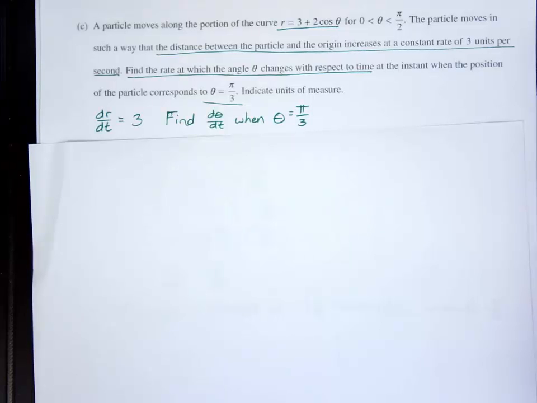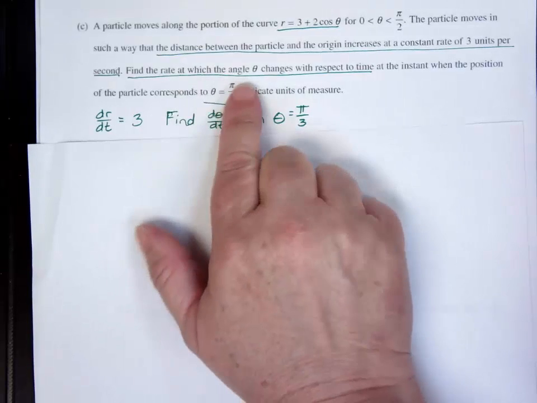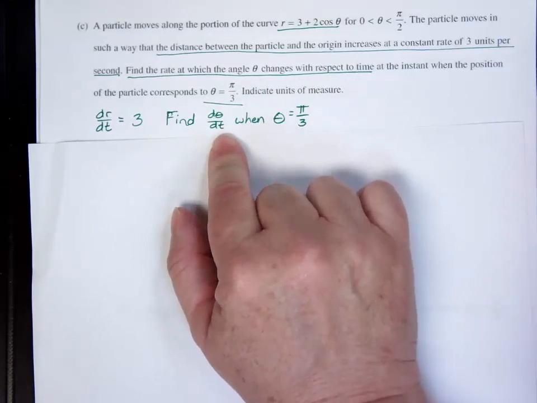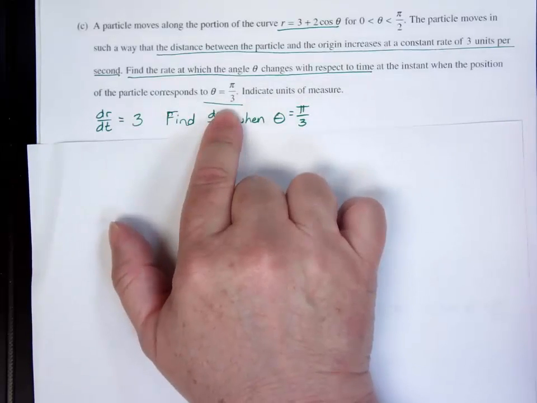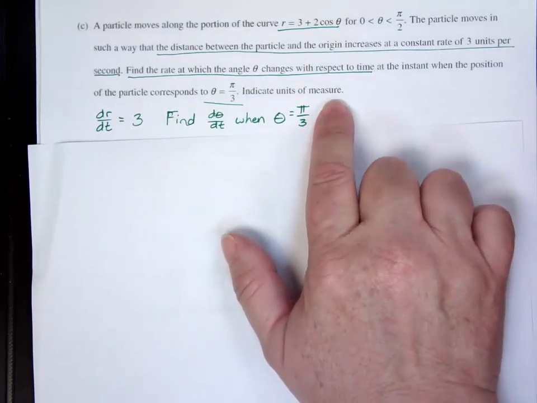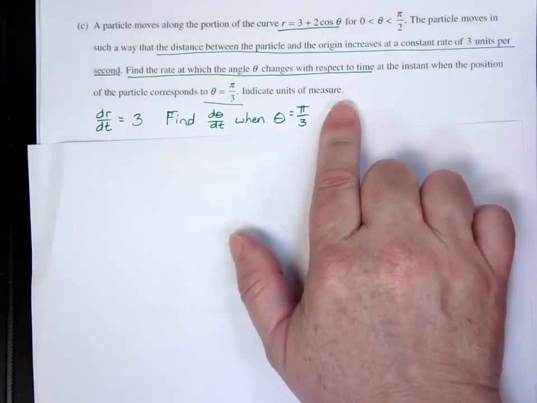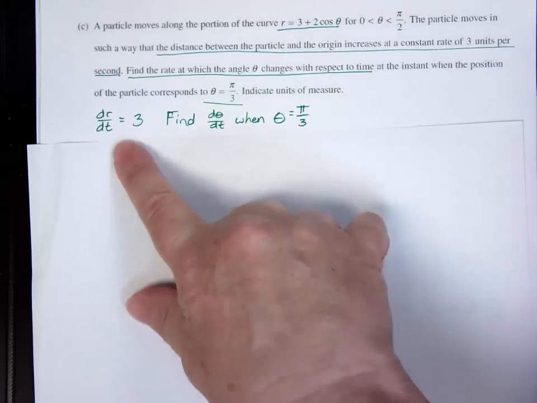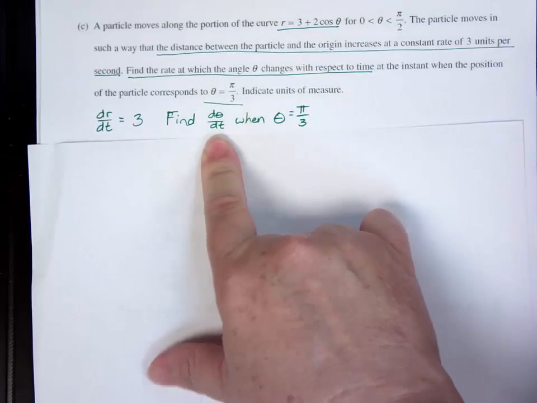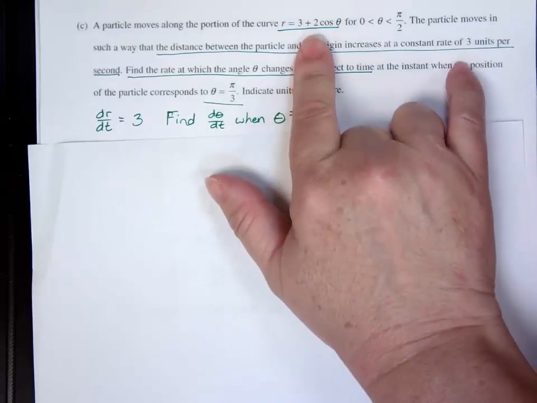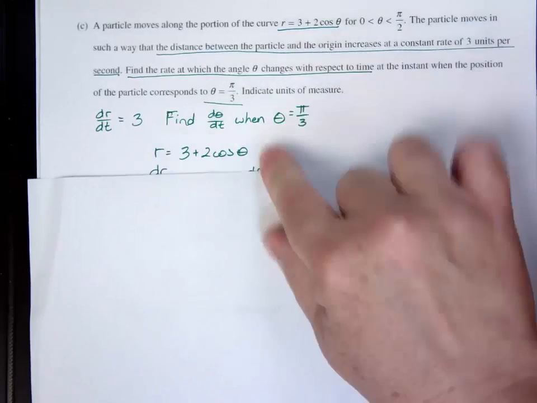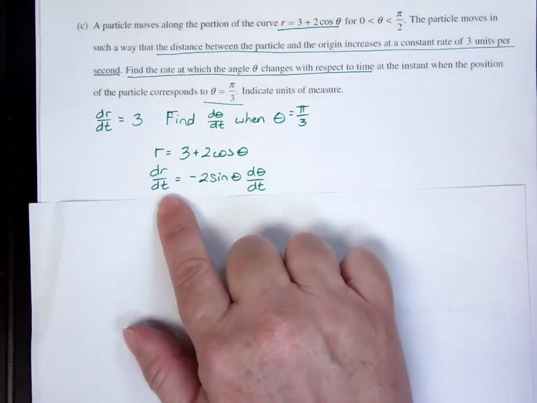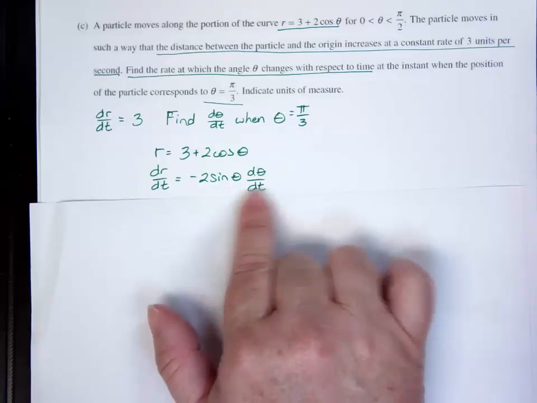The question says, find the rate at which the angle θ changes with respect to time, which is dθ/dt, at the instant when the position of the particle corresponds to θ equals π/3. Indicate units of measure. That means there are point values tied to the label. Don't forget that. So, dr/dt, dθ/dt. I need an equation relating those two, and I have one. It's right here. So I recopied my formula, and I take the derivative of both sides with respect to t. dr/dt equals negative 2 sine θ times dθ/dt.